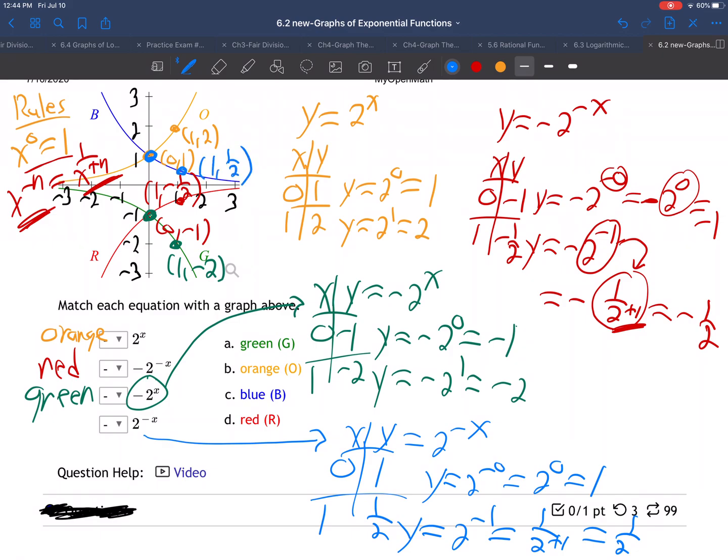And notice how the colors of the tables always match the colors of the graph. I'm joking. I did that by intentionality, of course. Okay, so there we go. Just plug in x equals 0 and x equals 1 to each of those functions and know these two rules. Anything to the 0 power is 1. Anything to a negative power flips it. There we go.